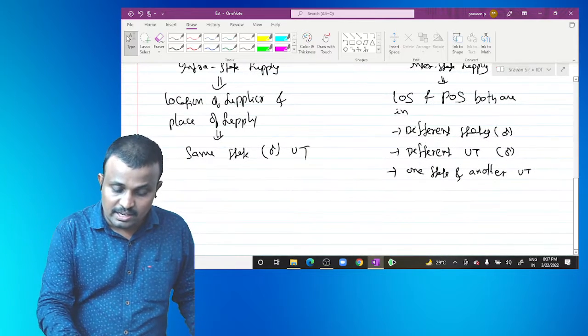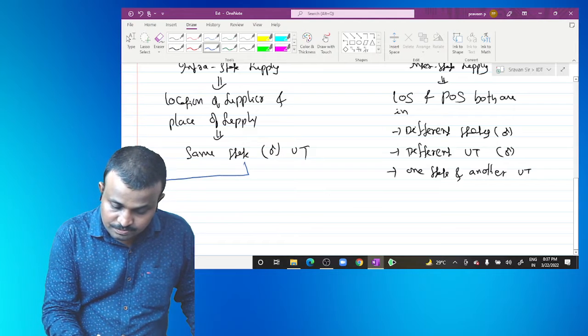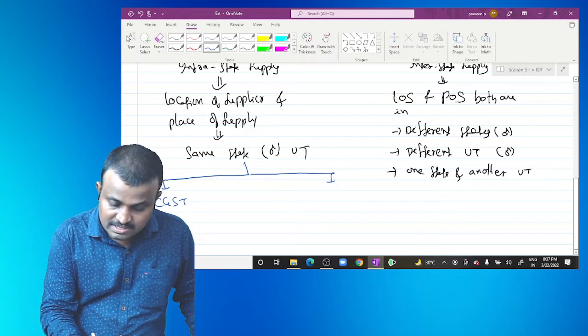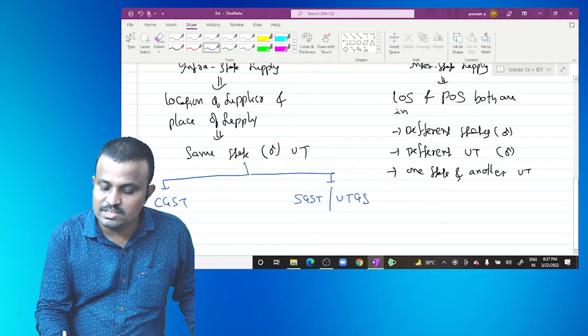Intrastate supply is generally liable for two taxes. One is CGST, another one is SGST or UTGST.